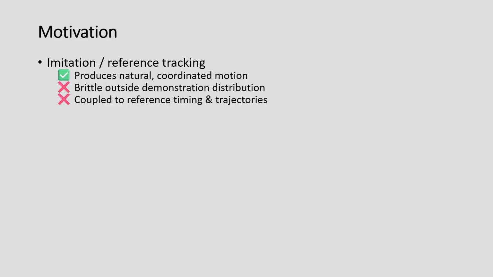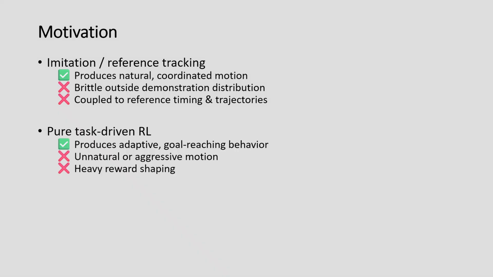Motion imitation methods produce natural and coordinated motion, but they are brittle outside the demonstration distribution and tightly coupled to reference timing. On the other hand, pure task-driven reinforcement learning produces adaptive behaviors, but often results in unnatural or aggressive motion and requires heavy reward shaping.